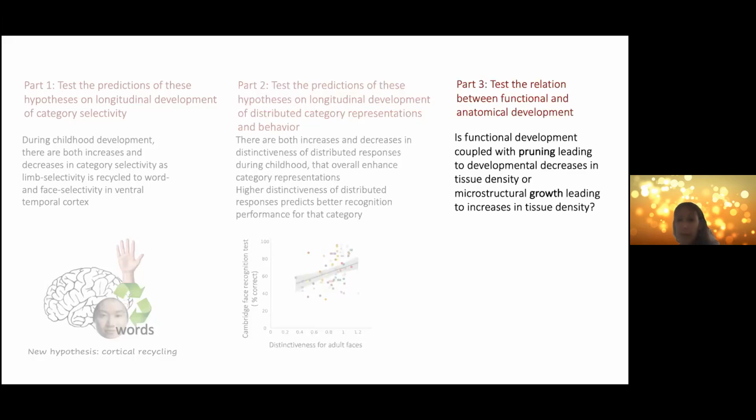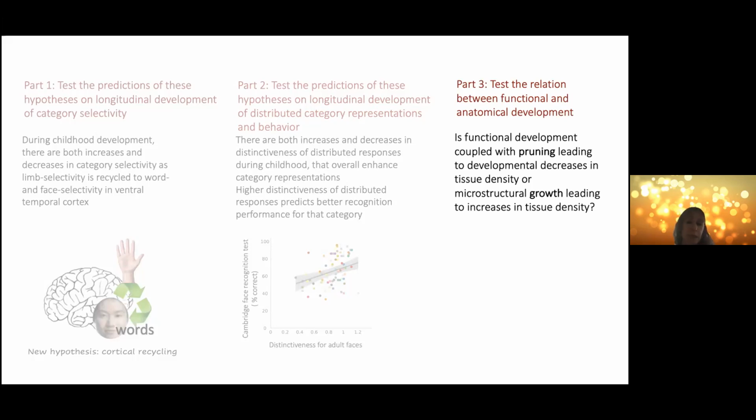And just to end, I want to make one more point about the relationship between this functional development that we can see in our children and anatomical development. And the reason that we're interested in this relationship between functional development and anatomical development is that changes of function might be coupled with changes in anatomy.